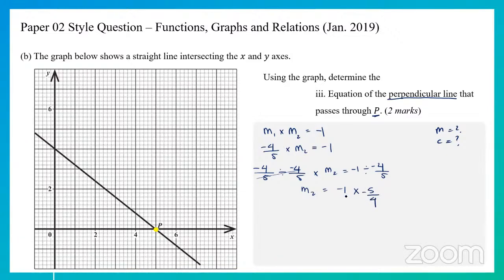-5/4. All right, so multiplying across: -1 times -5, a negative times a negative gives a positive, so that is going to give me +5. And m2 is equal to 5/4. So m2 is equal to 5/4.